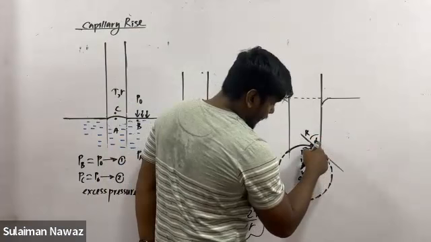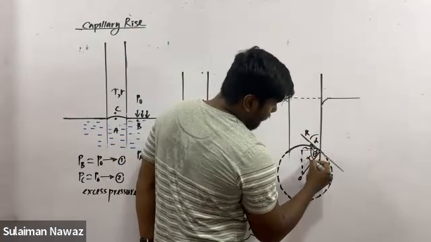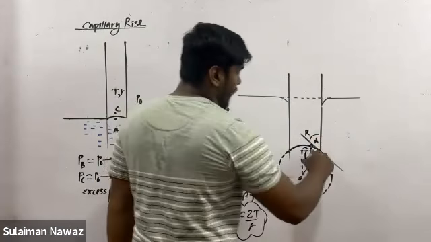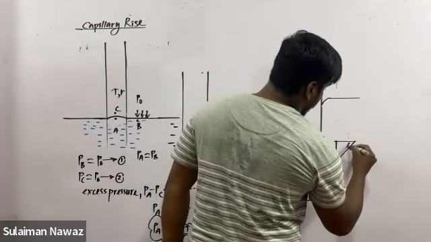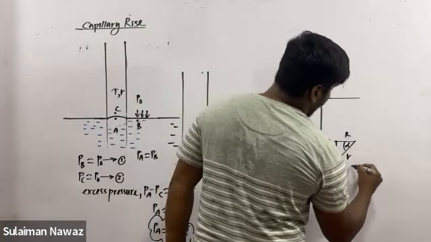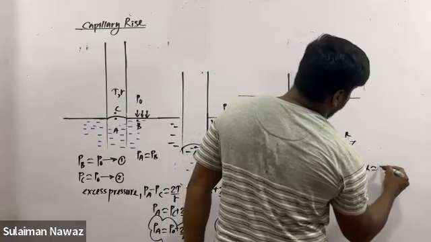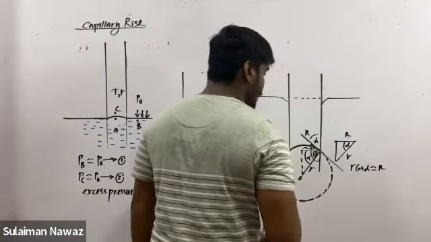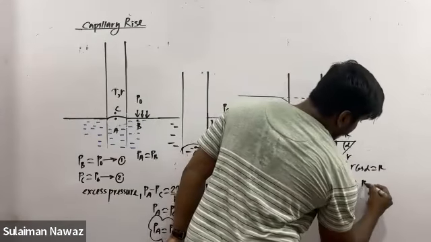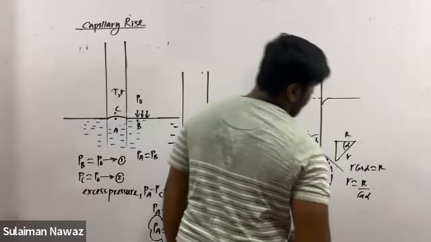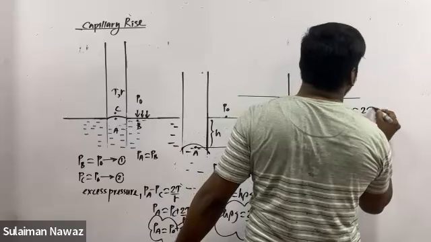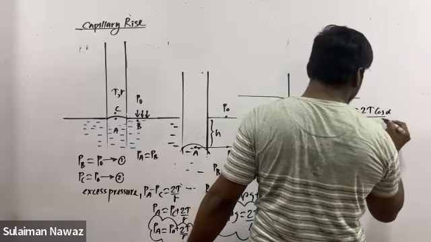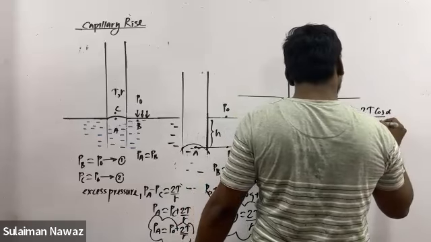Then you will understand this angle will be alpha. In this right angle triangle, you get that R cos alpha equals capital R. Then you will get that simple R equals capital R over cos alpha. Then the equation will be h rho g equals 2T cos alpha over capital R.